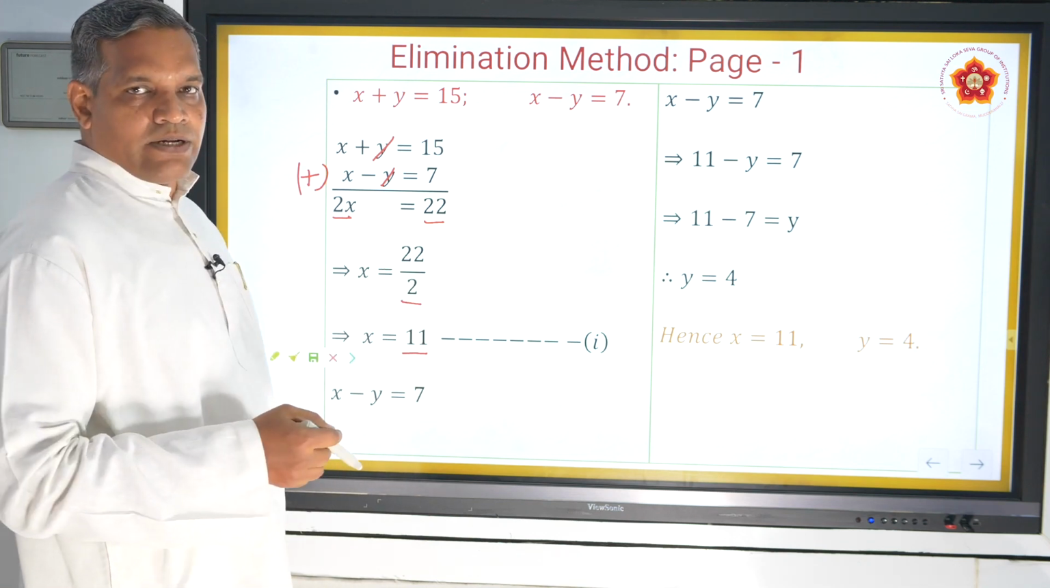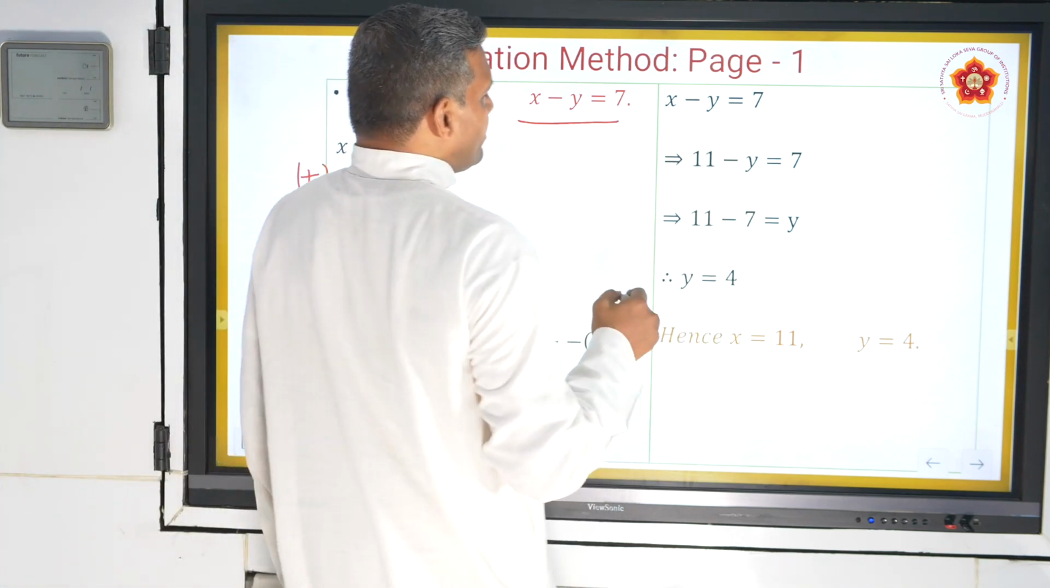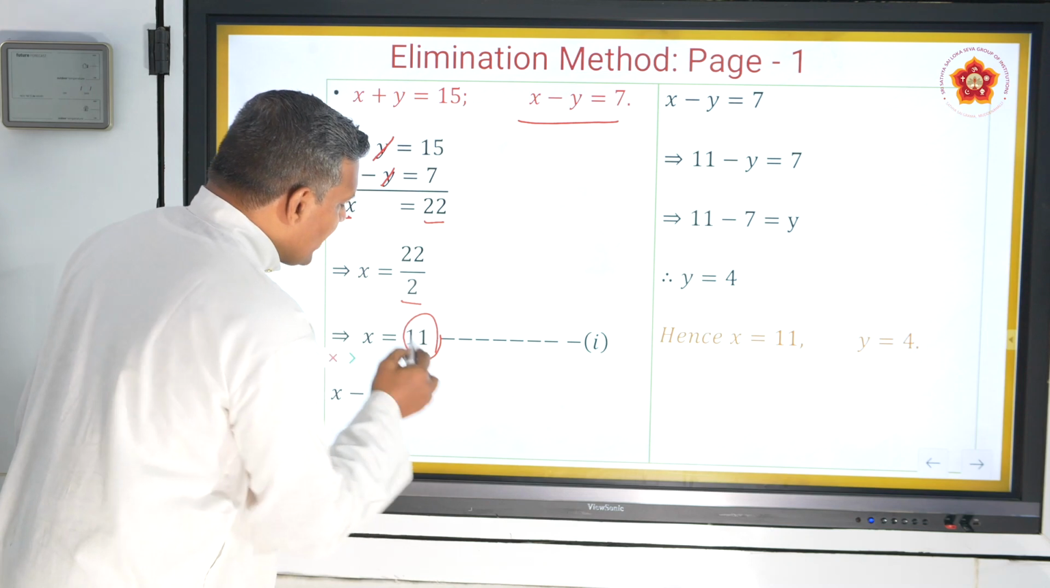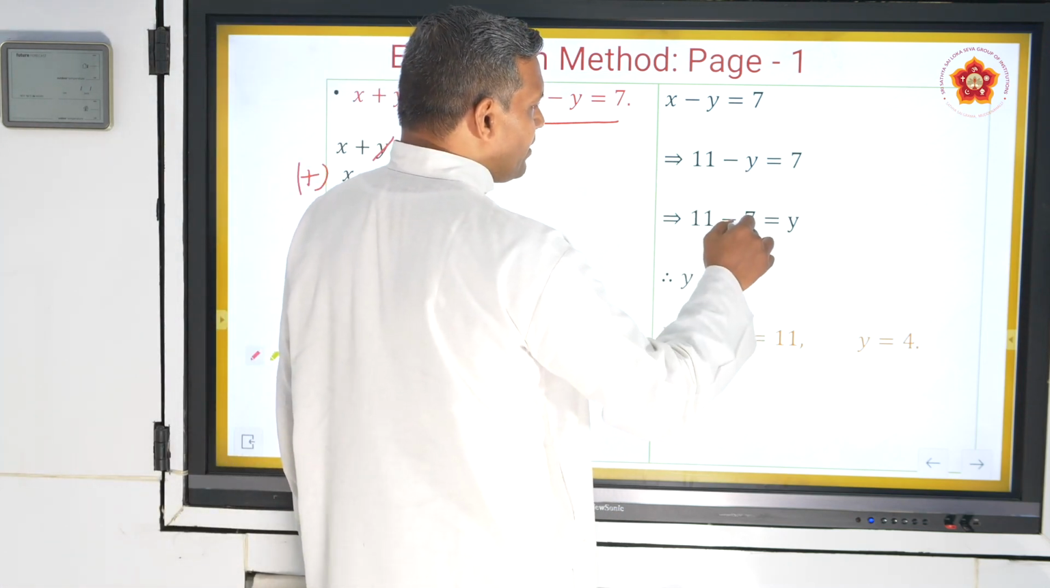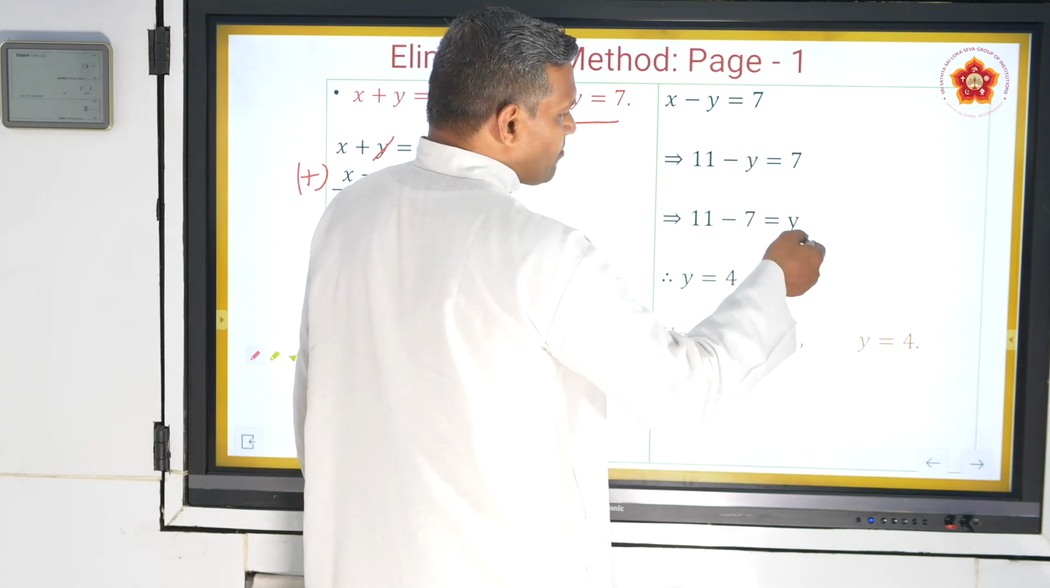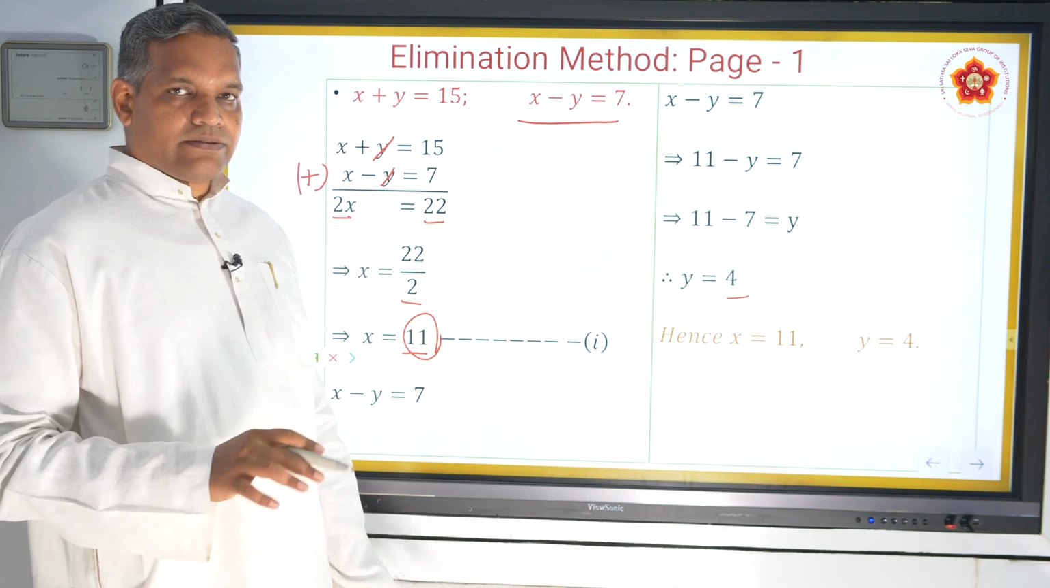So good so far. This value I substitute in the second equation, that is x minus y is equal to 7. And I got x is equal to 11. So 11 minus y is 7. Minus 7 comes this side, plus 7 becomes minus 7, minus y becomes plus y. y is equal to 4. That's it. Done? Simple? Getting?